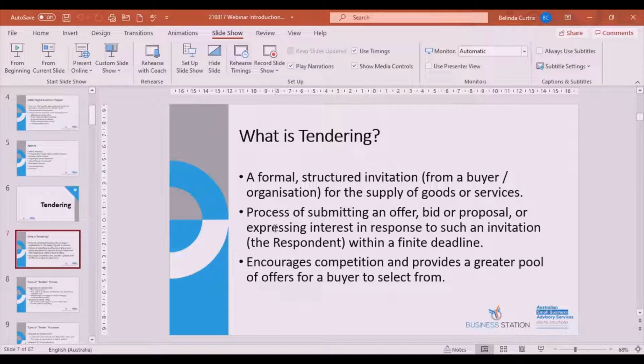So from your point of view as the bidder, it's a process of you submitting your offer within that finite deadline. And from a buyer point of view, it's looking to encourage a greater pool of prospective suppliers in order to select a preferred supplier from.